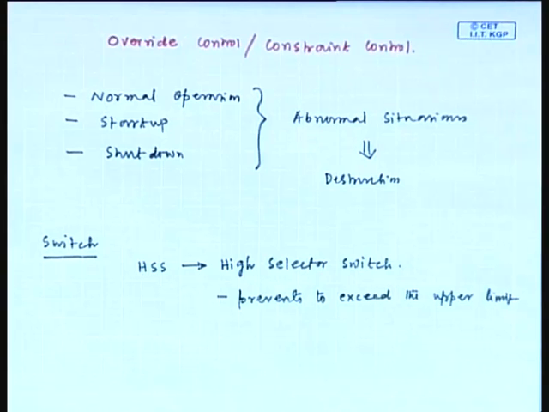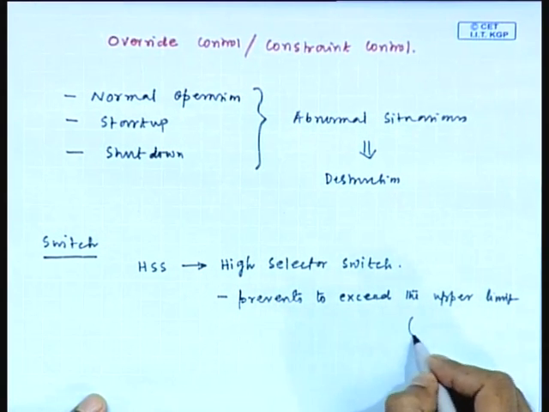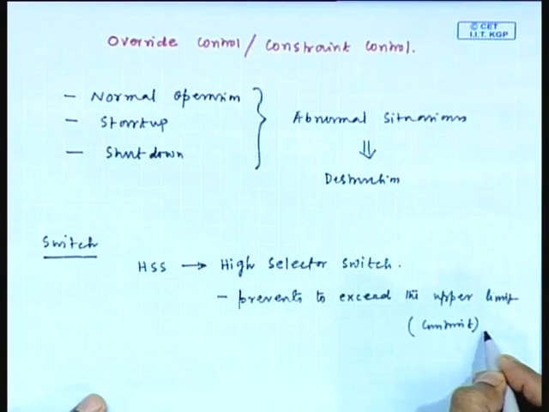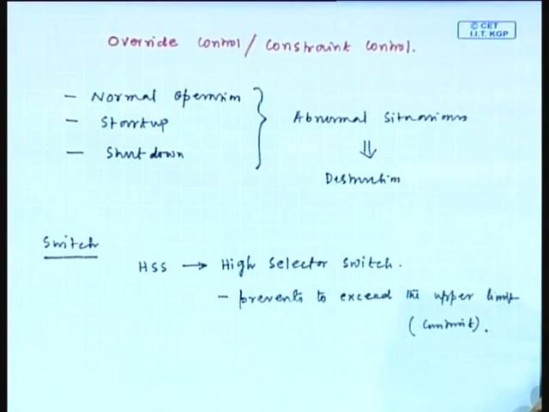Fine. In every operation there is a certain limit in terms of upper limit and lower limit, that should be ensured. So, we can say that this upper limit is a constraint. Therefore, the name constraint controller.